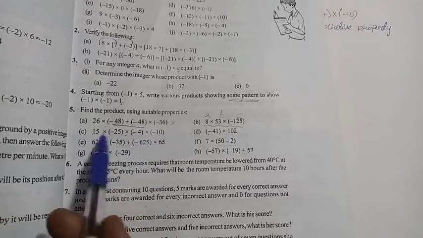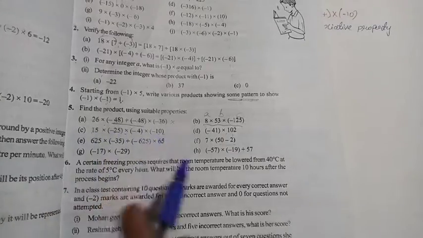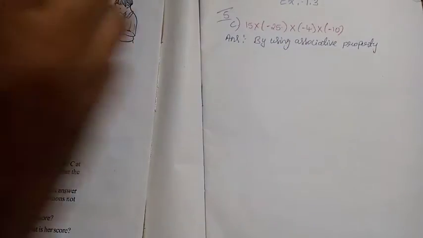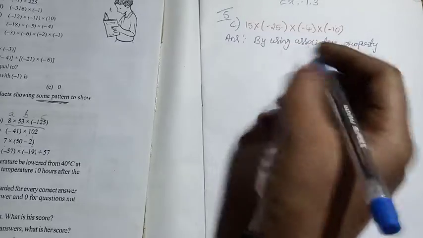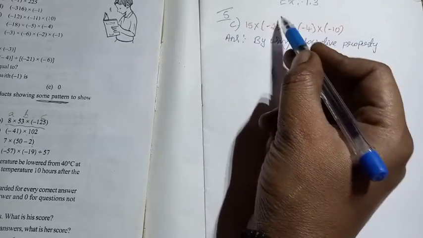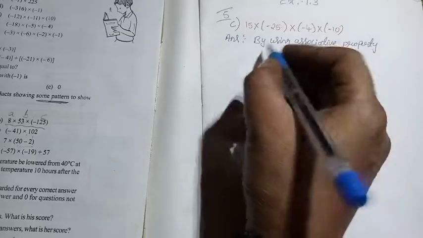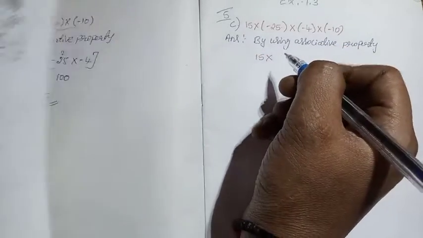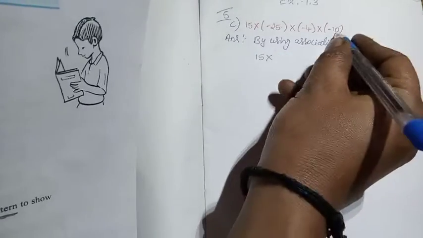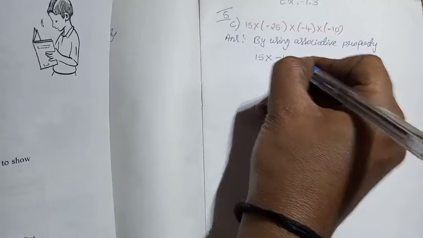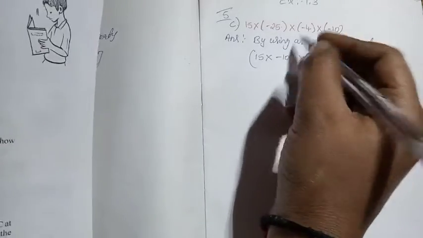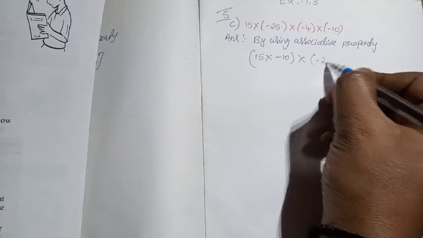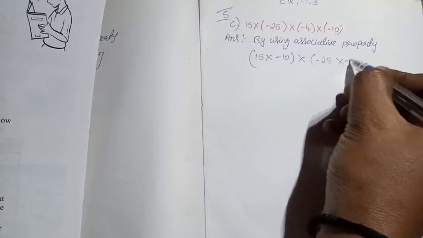Here, how many terms are there? 4 terms. When 4 terms are there, you go by the associative property. So write that question and continue in your classwork. By using the associative property, you can take whichever is easy for you. I will take 15 into minus 10 as one group, into, as it is, and the remaining two numbers, minus 25 into minus 4.